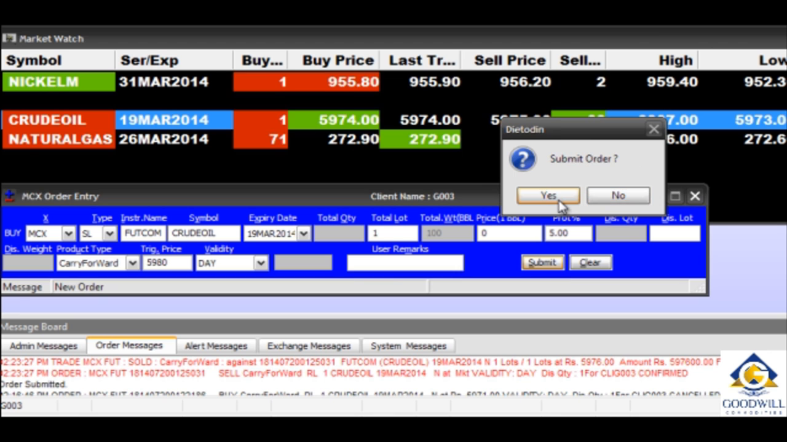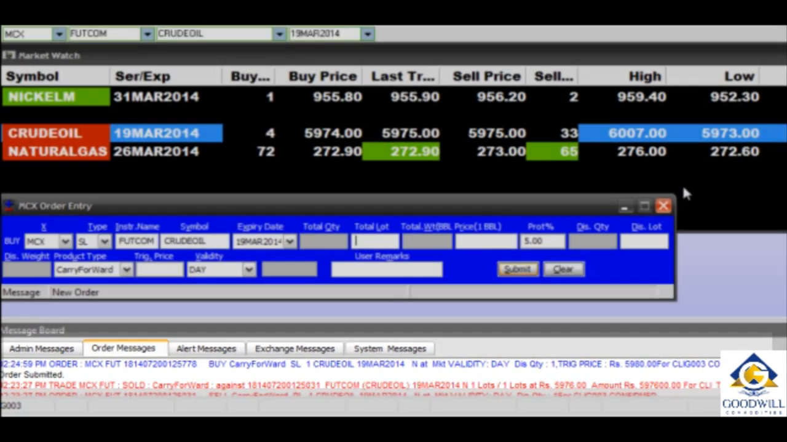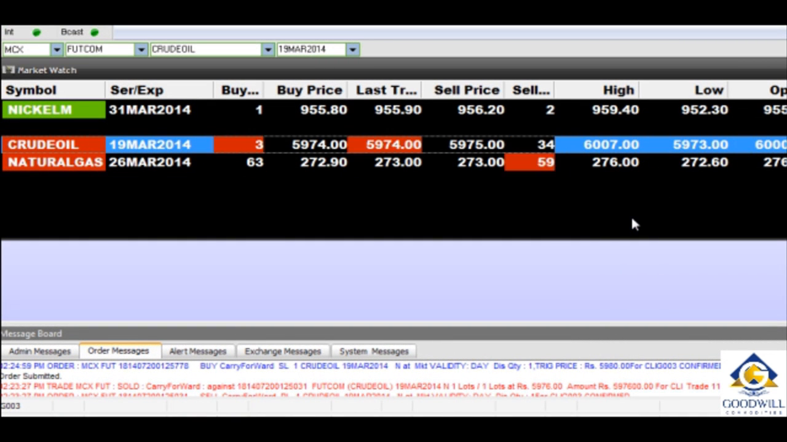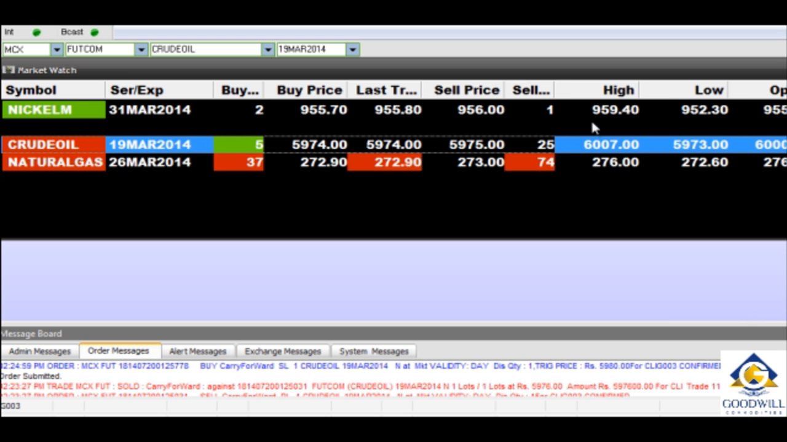Now I am going to place this order. So you can see that at the bottom my order is here. So I am going to press F3 to confirm whether my order is here. Yes, my order is here, my stop loss order. Now I am going to wait and see what's going to happen.